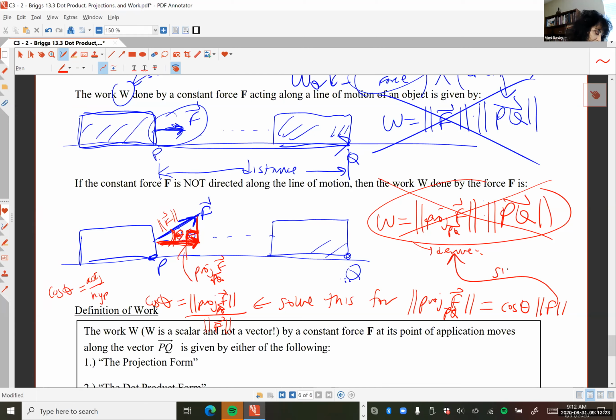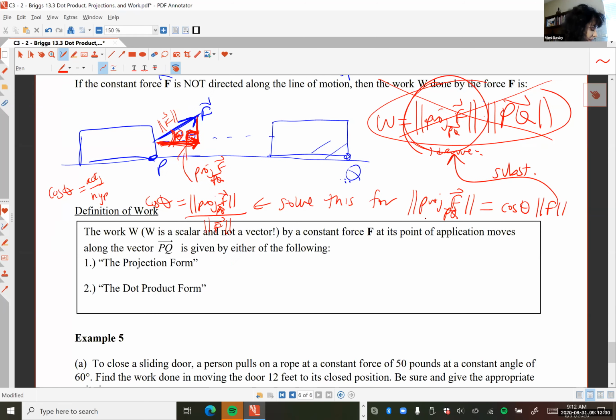So you're going to actually substitute that into this first factor, and that is the formula I want you to use. So this is formula number one. Write this down. W is equal to cos theta times the magnitude of F times the distance the object moves, which is the magnitude of PQ. This is an awesome formula for work, and I'm totally okay with you using it, so go for it. Now, sometimes that formula isn't helpful.